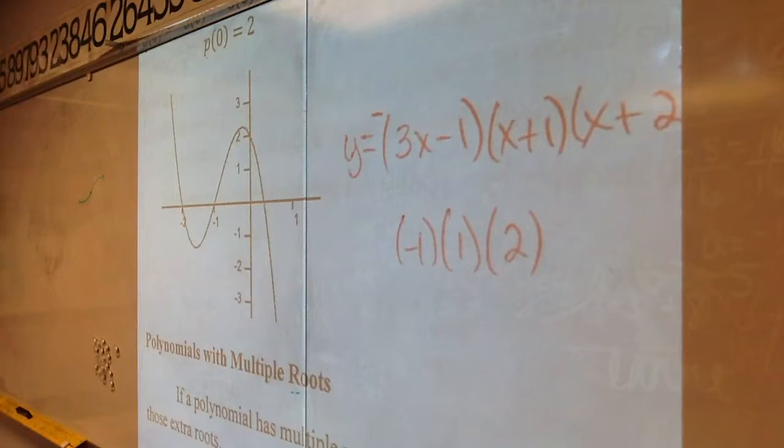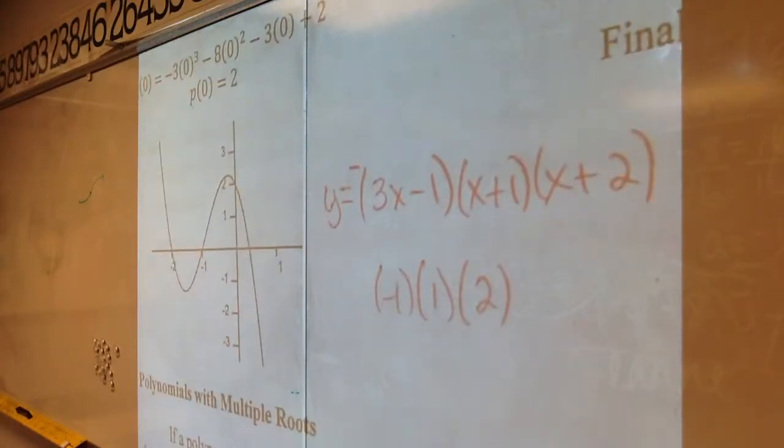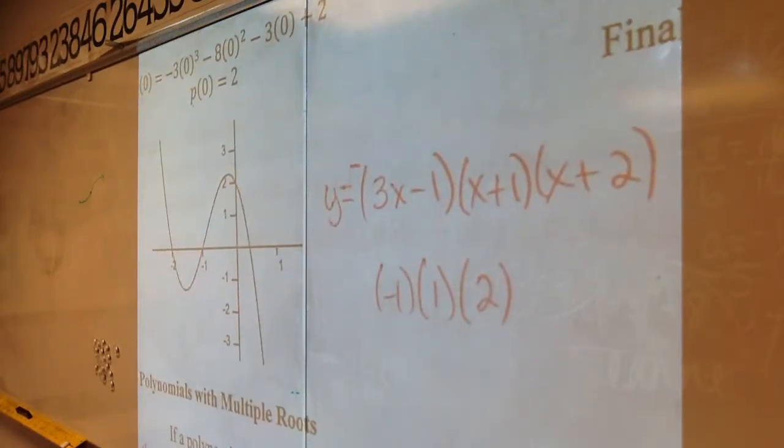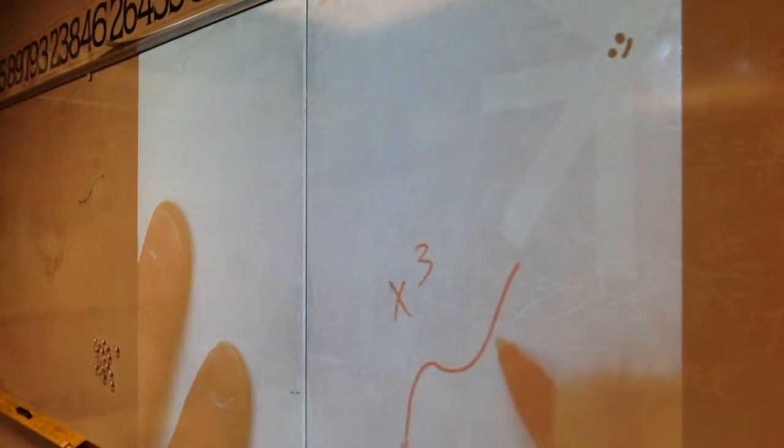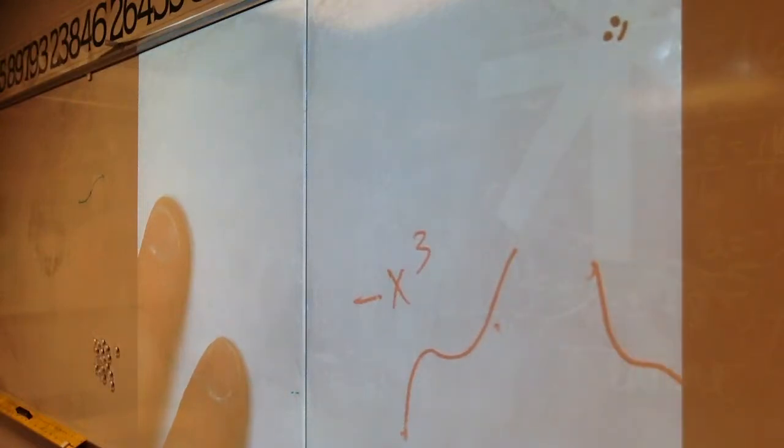So it works. Let's find one that doesn't work. Yeah, the odd ones. If you have just x to an odd power, it's always supposed to be down to the left and up to the right. Unless it's negative, and then it's up to the left and down to the right, because the negative in front flips it like that.